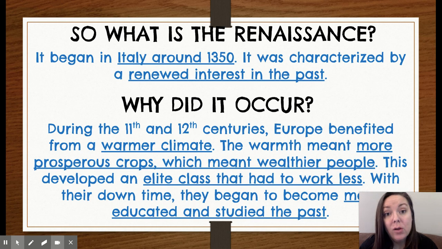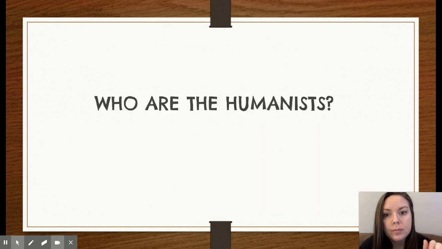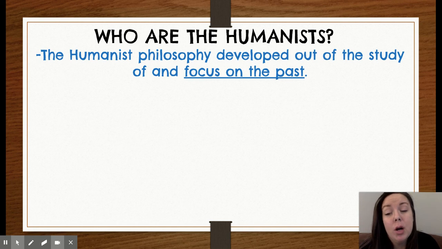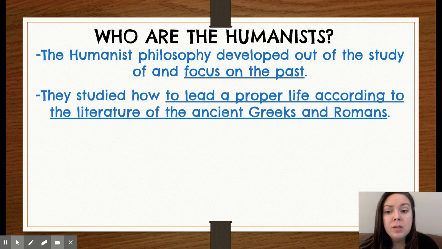That meant that they had downtime, they had leisure time, and they began to use that time to become more educated, reading books, talking to people, and then they studied the past and turned that into art. The humanists were a big part of the Renaissance. The humanist philosophy developed out of the study and focus on the past. They studied how to lead a proper life according to the literature of the ancient Greeks and Romans.